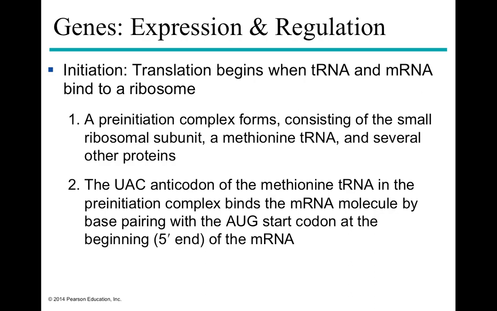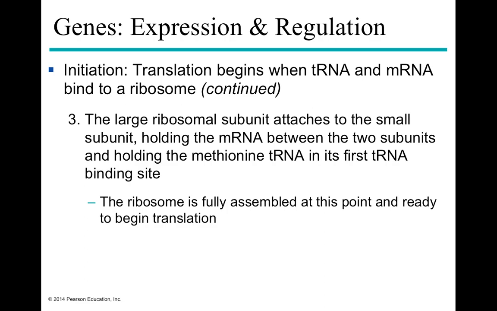And just like transcription, you need to have a complex form at the beginning in order to induce translation. So it's called a pre-initiation complex, and there's multiple different things that have to happen, but basically we have a UAC anticodon, which is going to be on the methionine tRNA, and on the actual mRNA molecule we have an AUG start codon. These two are going to have to bind together. Once they bind together, then we're going to have the small and the large ribosomal subunits binding, and then we're going to be able to initiate translation.